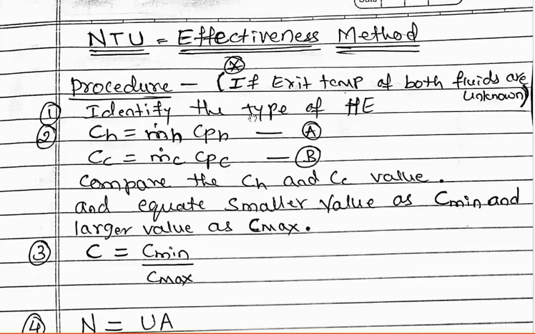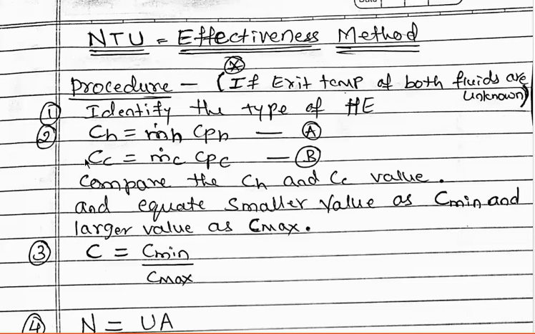Later on, calculate the heat capacity of the hot fluid. CH is nothing but the heat capacity of the hot fluid, and it is given by m dot h Cph. The mass flow rate will already be given in the problem statement. Similarly, the specific heat value will be given. So CH can be calculated.